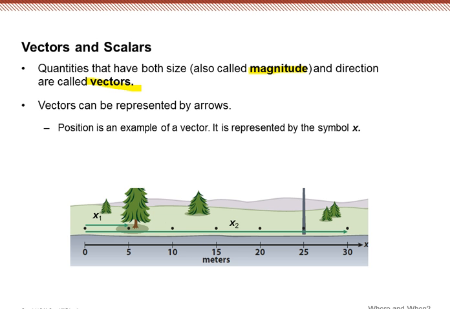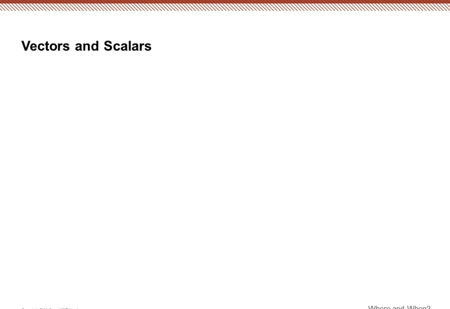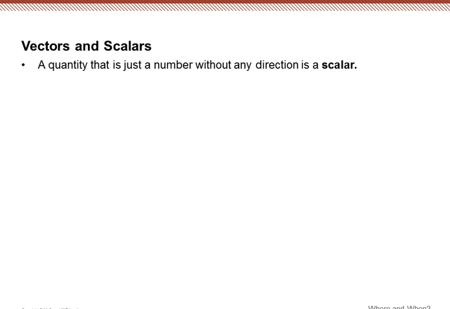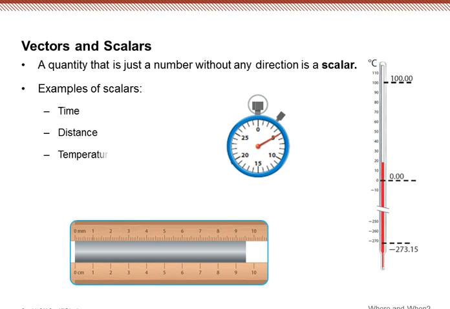So the positions we just talked about are position vectors. x1 is a vector and x2 is a vector. The difference between these two is that x2 is a lot longer than x1 because they are two different positions: the position out here at 30 and the position here at 5. However, a quantity that is just a number without a direction is called a scalar.